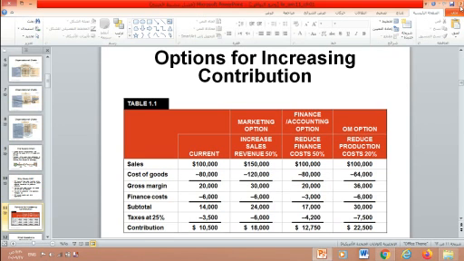For a specific firm, the first option is the marketing option, and it is considered that the marketing will increase the sales by 50%. Okay, and by increasing the sales by 50%, of course the contribution will be increased by 71%.